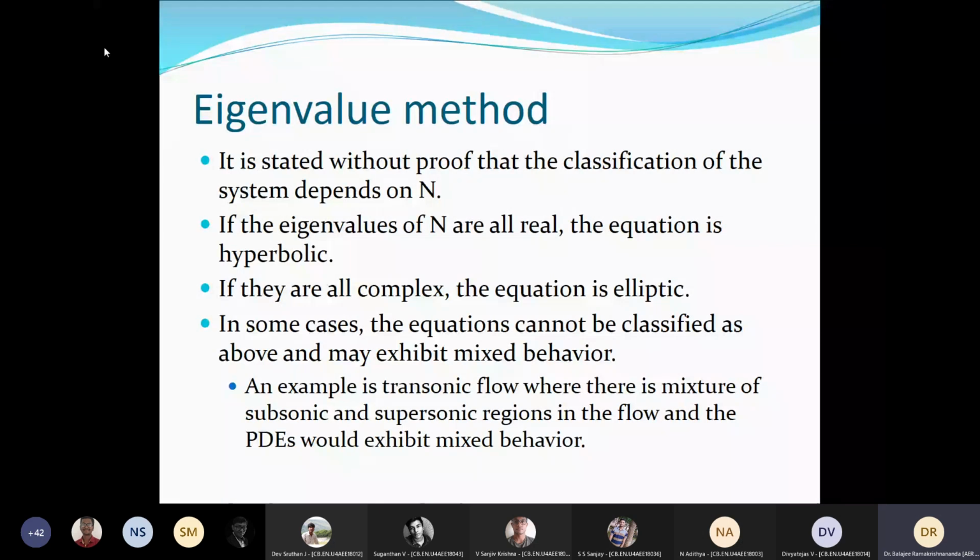If the eigenvalues of N are all real, the equation is hyperbolic. If they are all complex, the equation is elliptic. And sometimes you cannot classify them and they may exhibit mixed behavior. Sometimes elliptic, sometimes parabolic, sometimes hyperbolic. An example is transonic flow, where there's a mixture of subsonic and supersonic regions in the flow. So in the subsonic region, it will look elliptic. In the supersonic region, it may resemble hyperbolic behavior.